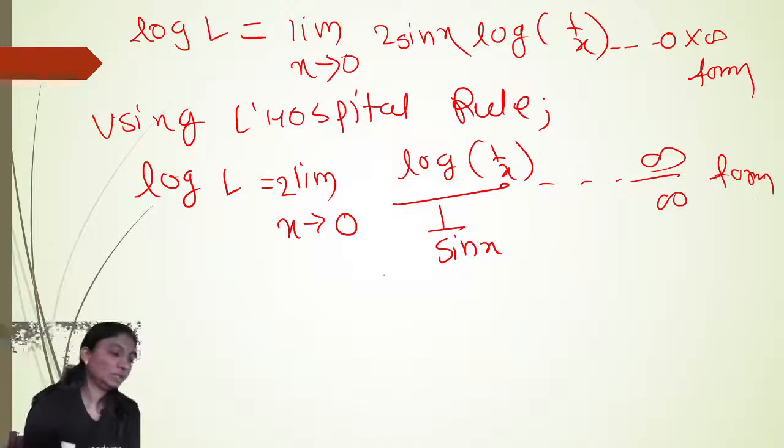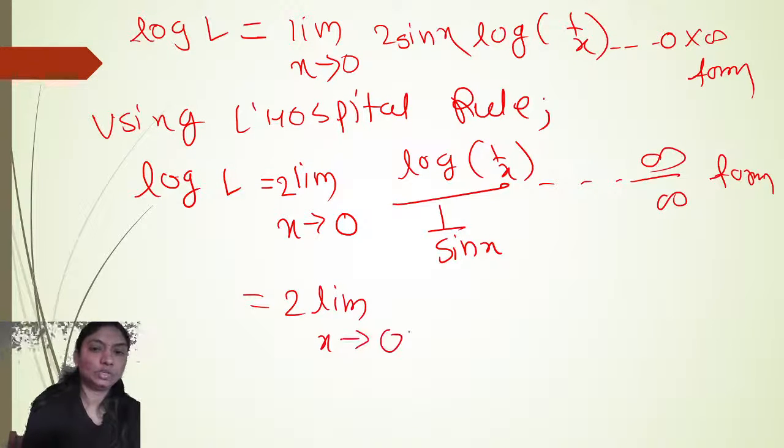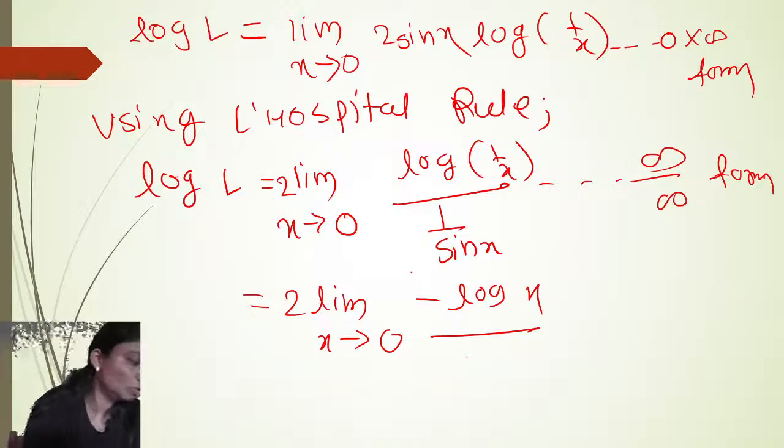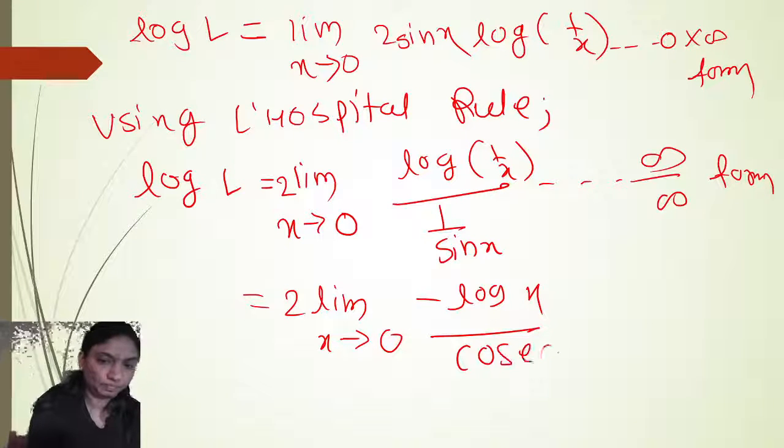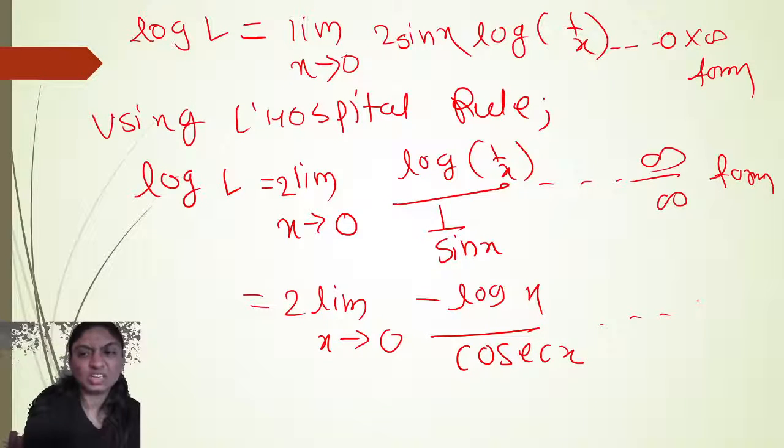Okay, so it is infinity upon infinity form. So ultimately here is 2 limit as x tends to 0 of log 1 by x, it means log 1 minus log x. Log 1 is 0, minus log x upon 1 upon sin x, it means cosec x. It is infinity upon infinity again.